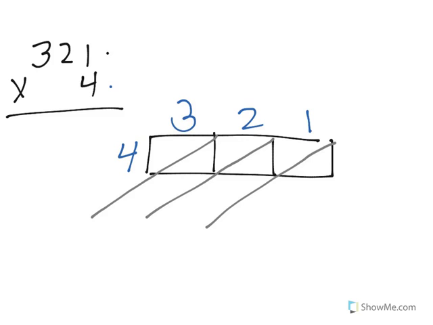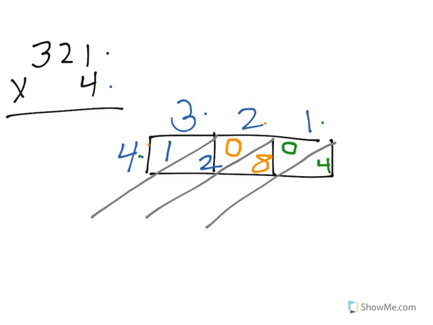The next step is to take the factor 4 and multiply it by 1. 4 times 1 makes 4. So I put a 0, 4. Then we would do 4 times 2. 4 times 2 is 8. So I would put 0, 8. Then we would do 4 times 3, which gives me 12. So I would put 1 and 2.